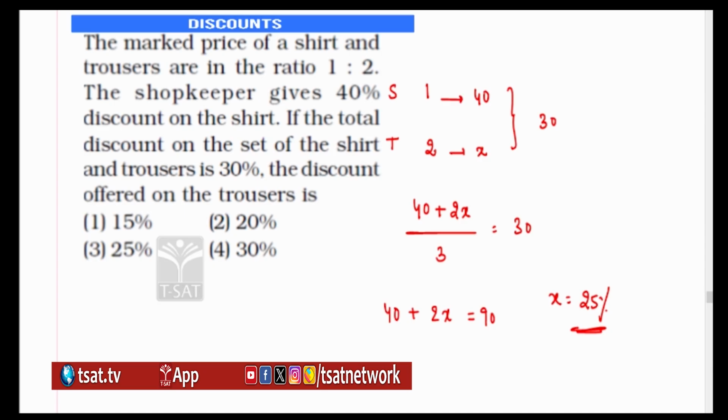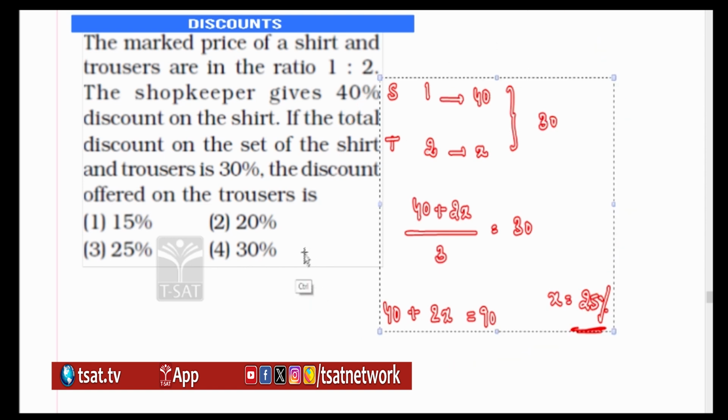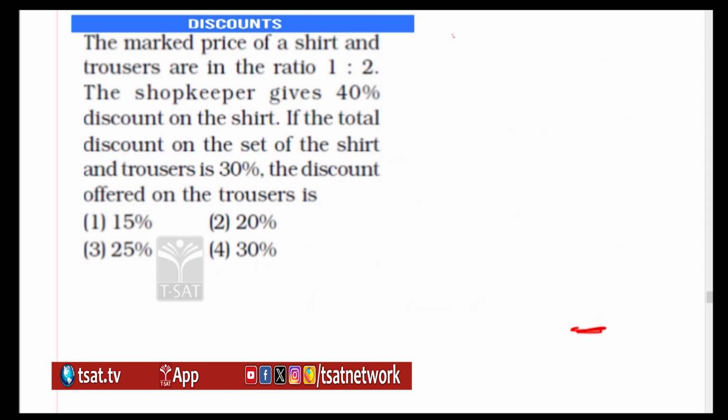You can also do it with the allegation method. How do I do it in the allegation method? Instead of writing vertically, write it horizontally. Shirt, trouser, 1:2. Here I am getting 40%. Here I don't know, but here I am getting 30.